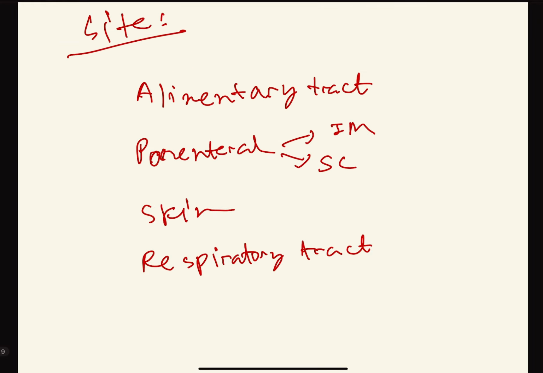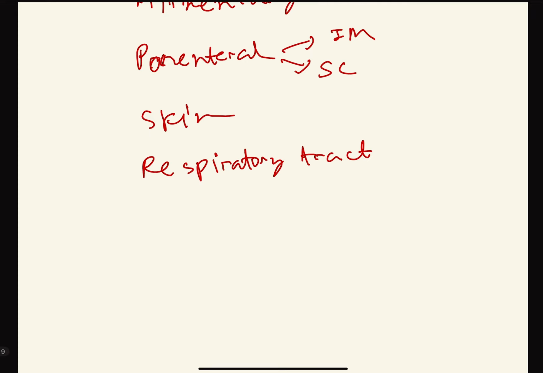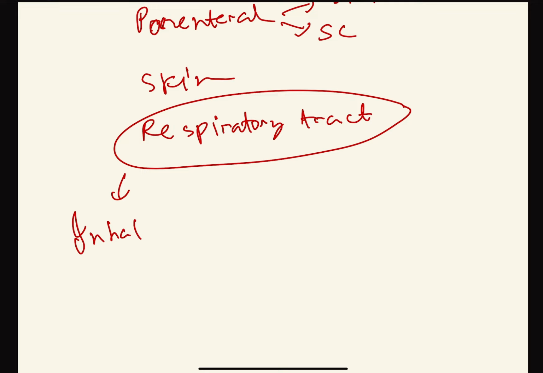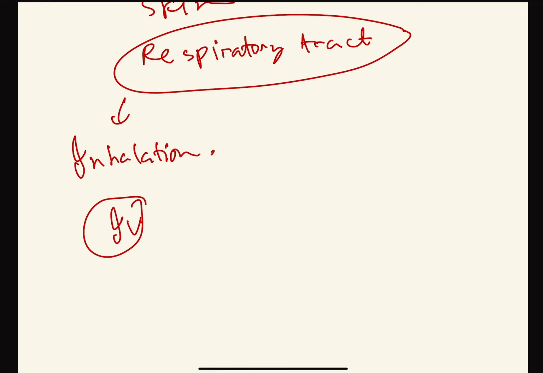Among these sites, the most rapid route of administration, or most rapid route of absorption of drug, is the respiratory tract, or we can say that the most rapid route is inhalation. You can ask me why the intravenous route is not the most rapid route of administration, because we are giving the drug directly into the systemic circulation, and it is reaching the systemic circulation most abruptly.